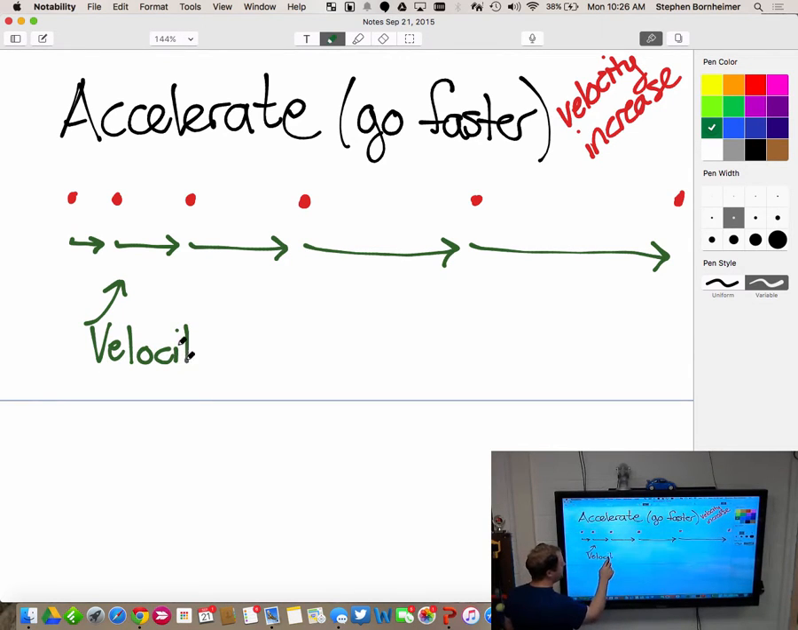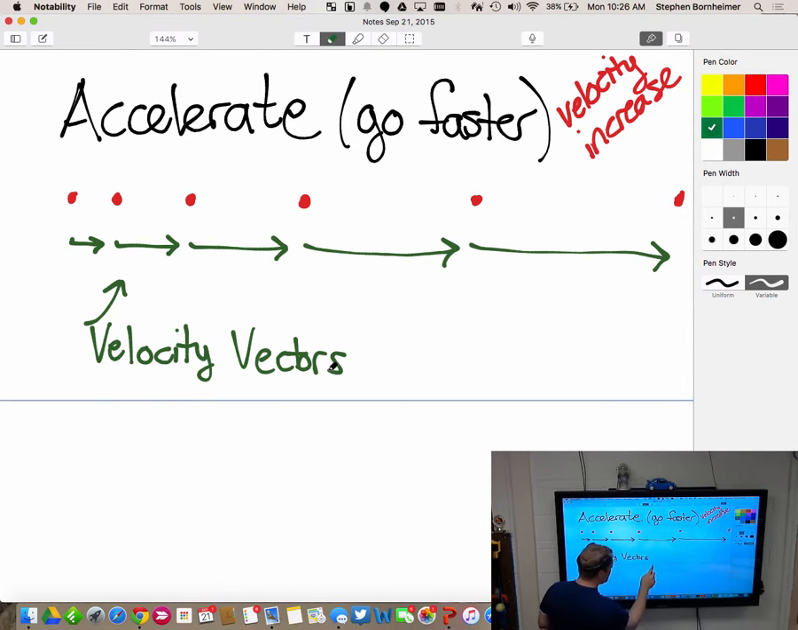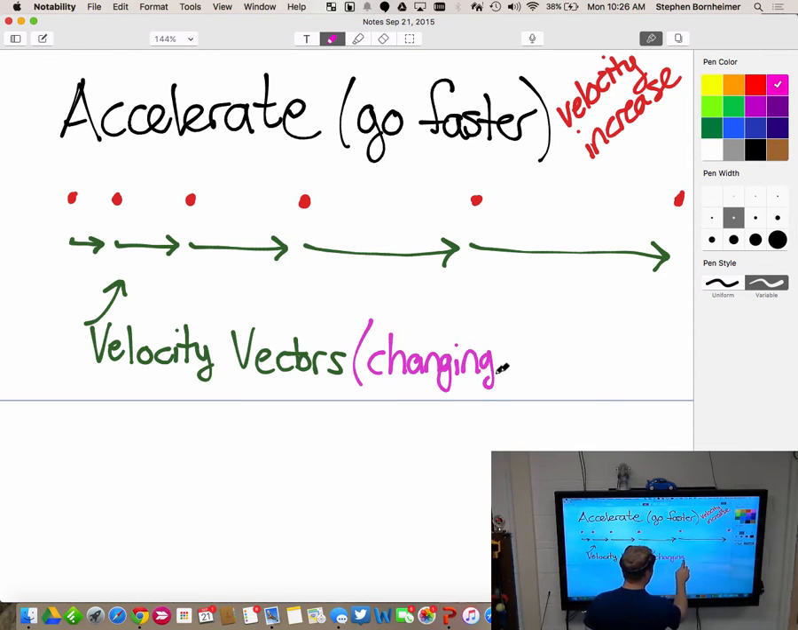Okay, so, ladies and gentlemen, these are velocity vectors. What can you tell me about these velocity vectors? Are they staying the same or are they changing? They're changing. Okay, I got to go even a different color here. They're changing over what? Time. Erica, thanks.